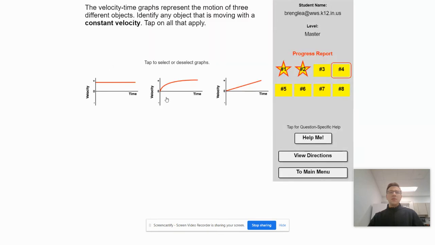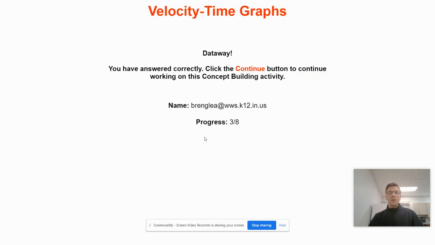Okay, this one says identify any object that's moving with a constant velocity. So this one doesn't specify positive or negative. We're simply looking for a horizontal line, which we just talked about.